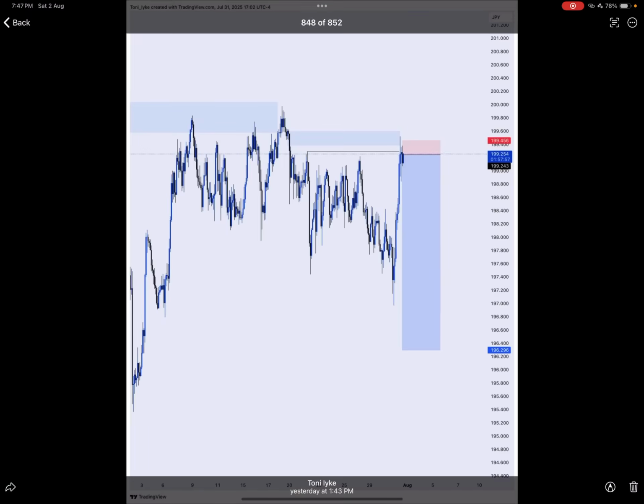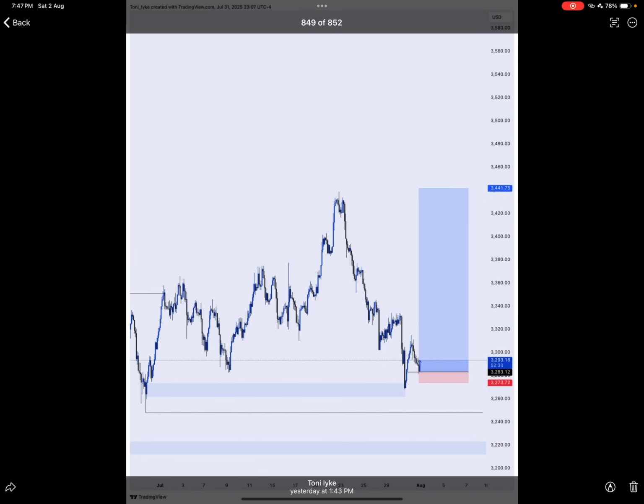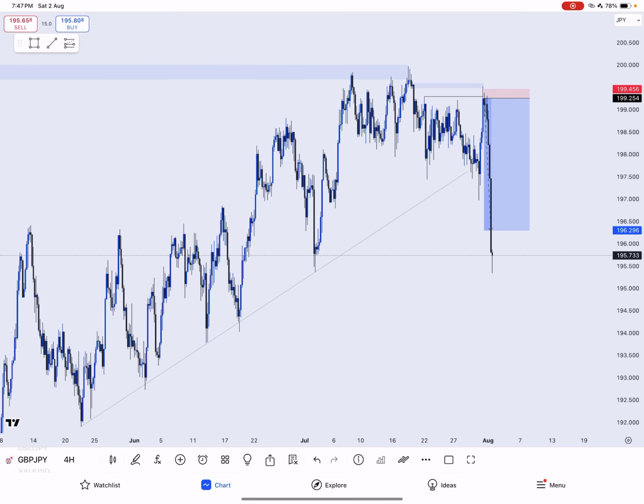right here. So this was the GBPJPY, and when I had the analysis for the trade, and this was when I had the analysis for the gold. So I'm going to show you guys how I was able to get those entries, and as you can see, they already hit my take profit.